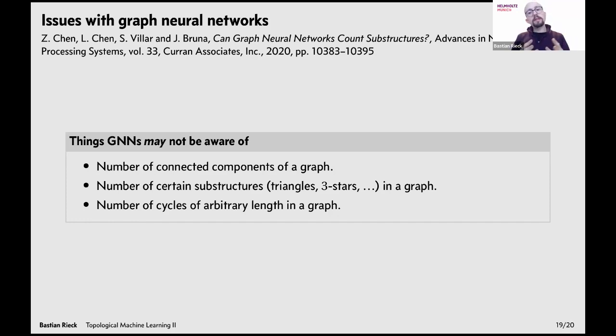And I'm mentioning this not to say that these networks are useless in practice, because on the contrary, they are really, really useful in practice. It's just that they have their caveats and they have their limitations, like any computational tool.